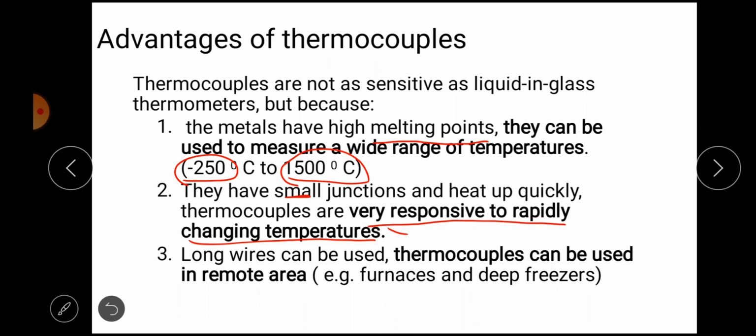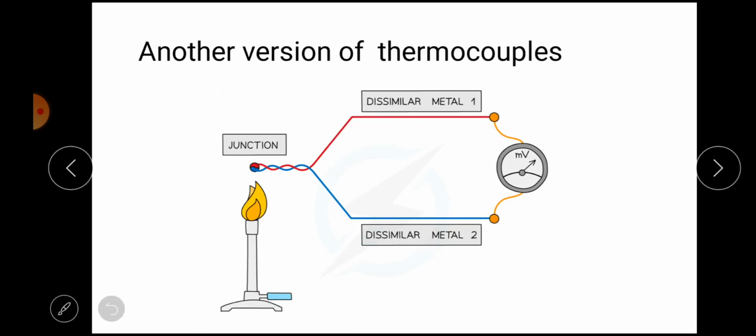So you can put the thermocouple in the furnace, and then you monitor it from the office. So this is another version of a thermocouple. It still has the junction here, and then we still have the metal. So if metal one, maybe just say this one is iron and this one is copper, and they are connected to a voltmeter. All right, thank you very much.